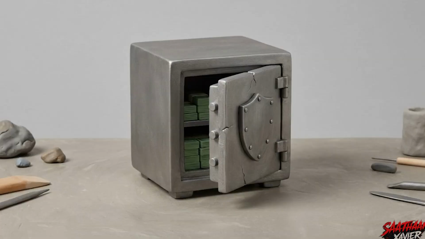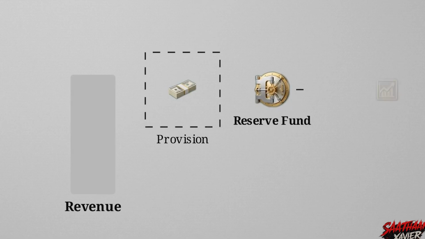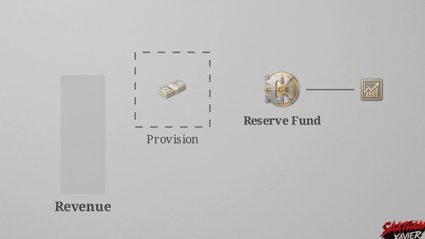This process relies heavily on the principle of conservatism, which demands we record known future losses before they happen. That is called a provision, like setting money aside for bad debts. Do not confuse this with a reserve fund, which is actual retained profit invested in outside securities.